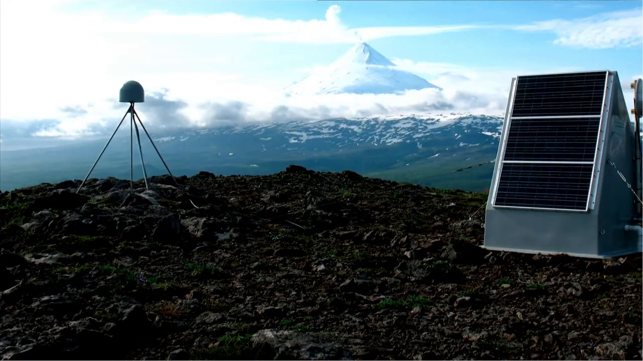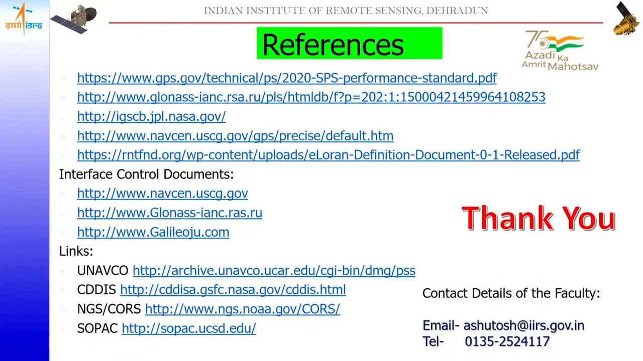You can see the beautiful image of a GNSS campaign setup in a mountain range, and these are some references you can go through to get more information about the literature, other GNSS satellite constellations, and data as well. You can get some open access data from UNAVCO, CDDIS, IGS, SOPAC, all of this.